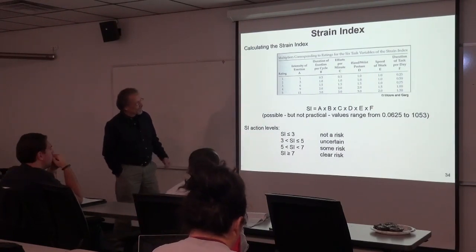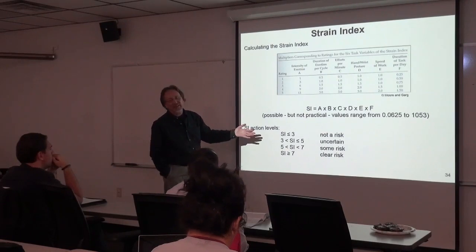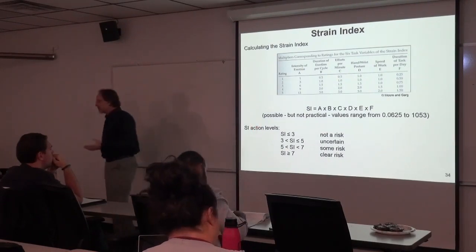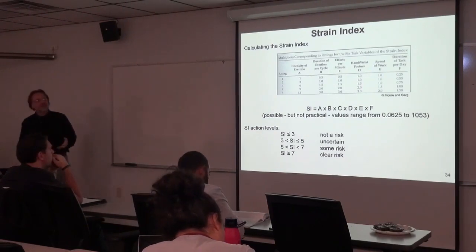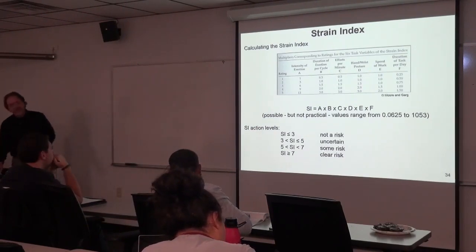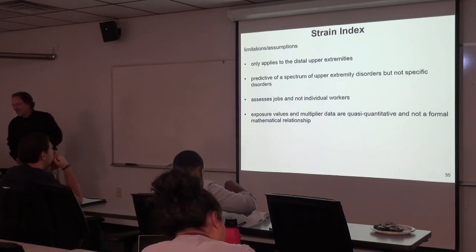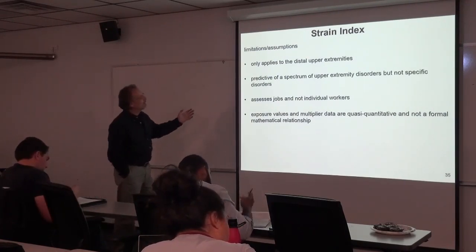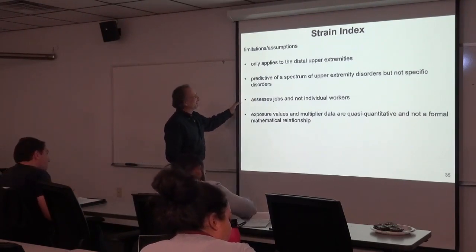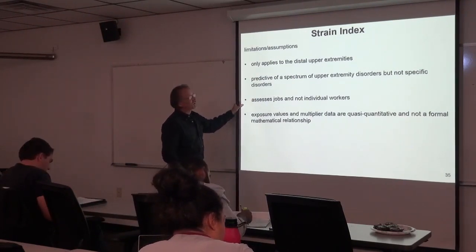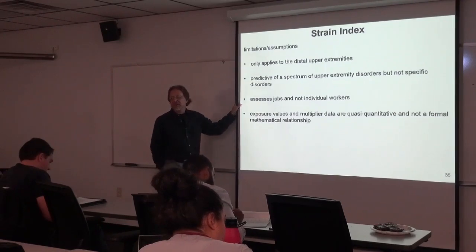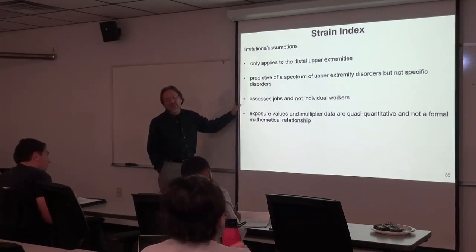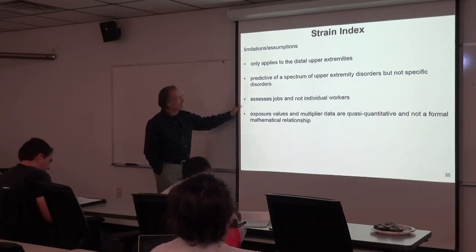Again, their classification system hasn't been validated, so you would need to use that as a relative measure. This is probably, of all of them that we've looked at, the most difficult to practically apply. And like I said, it's only distal. It gives you an idea of a spectrum, and it assesses the job at the individual worker supposedly. However, when you're talking about maximum voluntary contraction, that's highly individual dependent, so I'm questioning that.